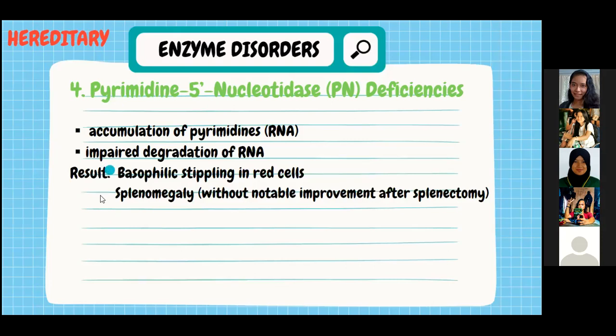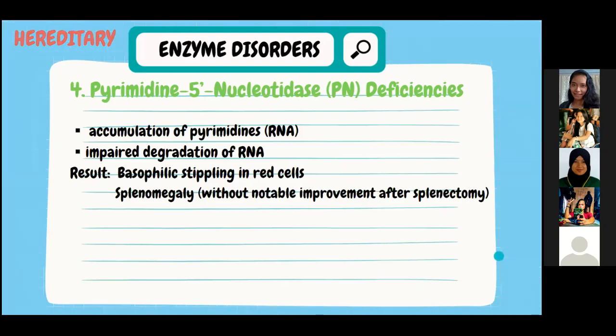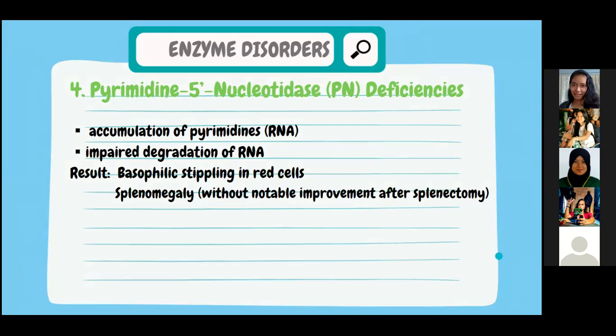Now, aside from that, we also have splenomegaly of our spleen. According to the reference book, the person with splenomegaly will undergo splenectomy or removal of the spleen, but maski na naka-undergo sila doon, they have no notable improvement pa rin. So that is the danger of this enzyme disorder. So again, I hope you understand that. And we are done on our enzyme disorders.